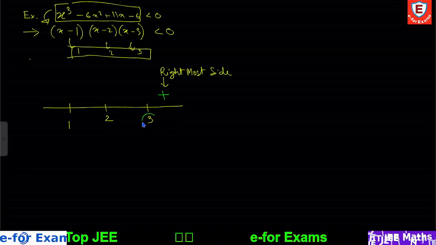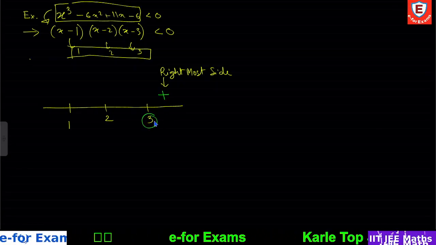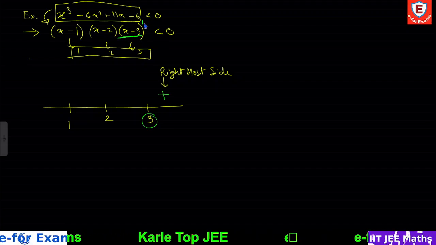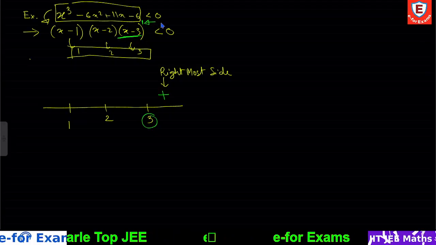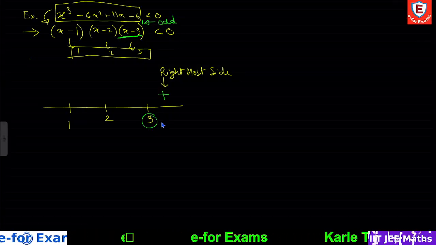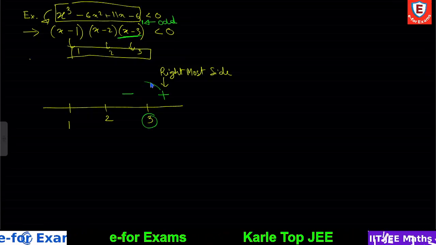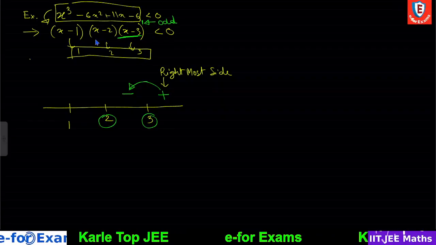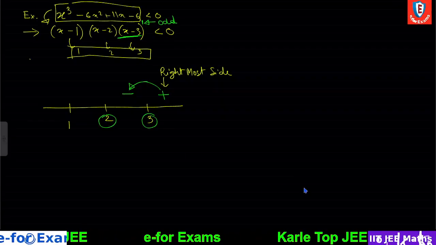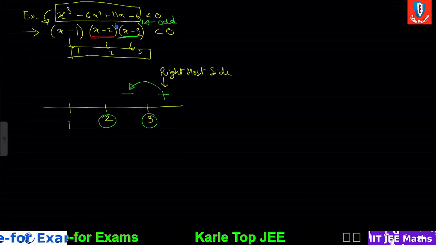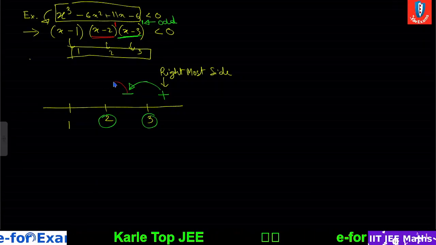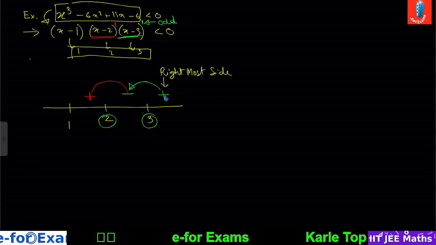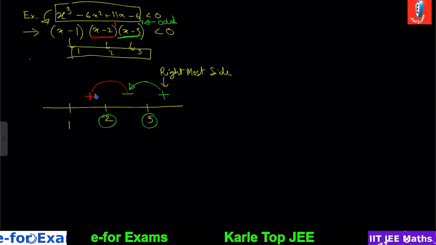Now travel through these numbers towards the left. 3 comes from here, x minus 3. What is the power here? 1, right? 1 is odd power. Odd power, so the sign will change. It will become negative. Now again travel through this 2. 2 comes from here, right? Power is 1. Odd power, so it will become plus again. From plus to minus, and from minus it changes to plus now.